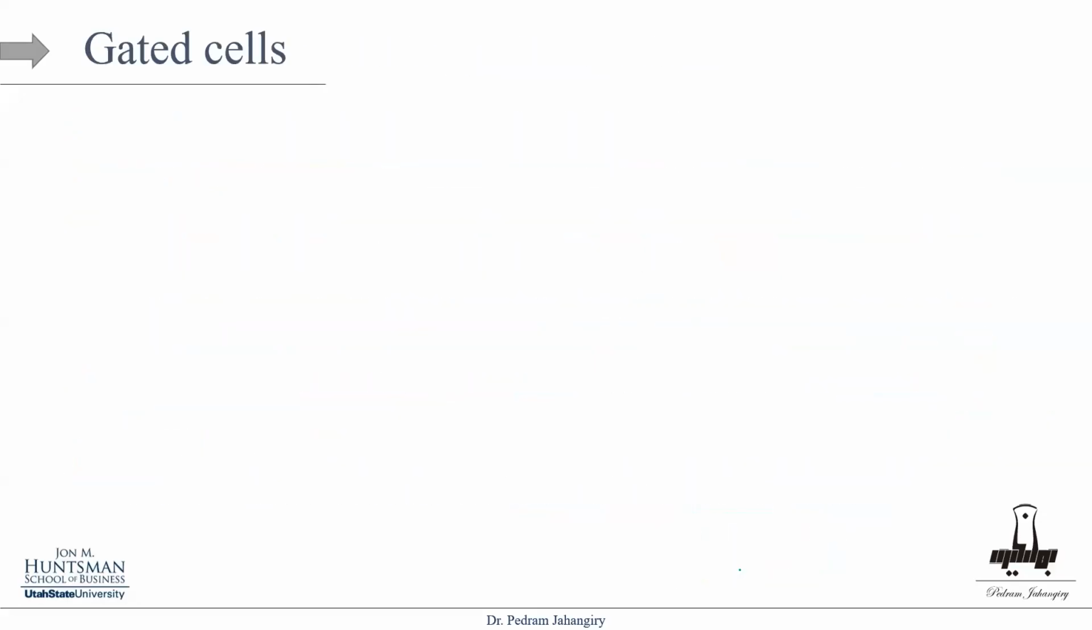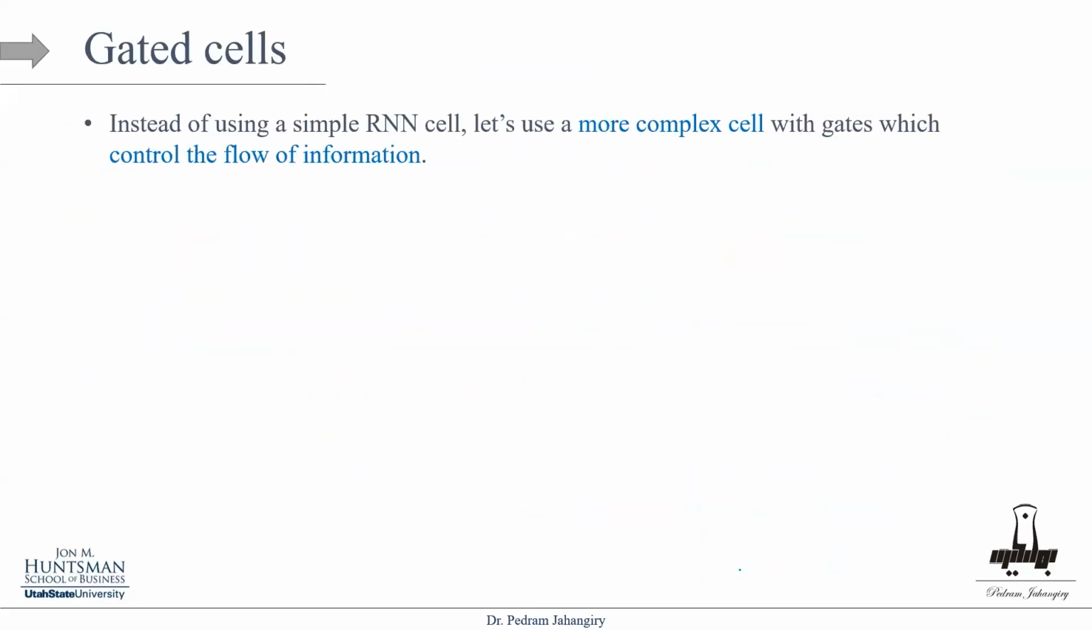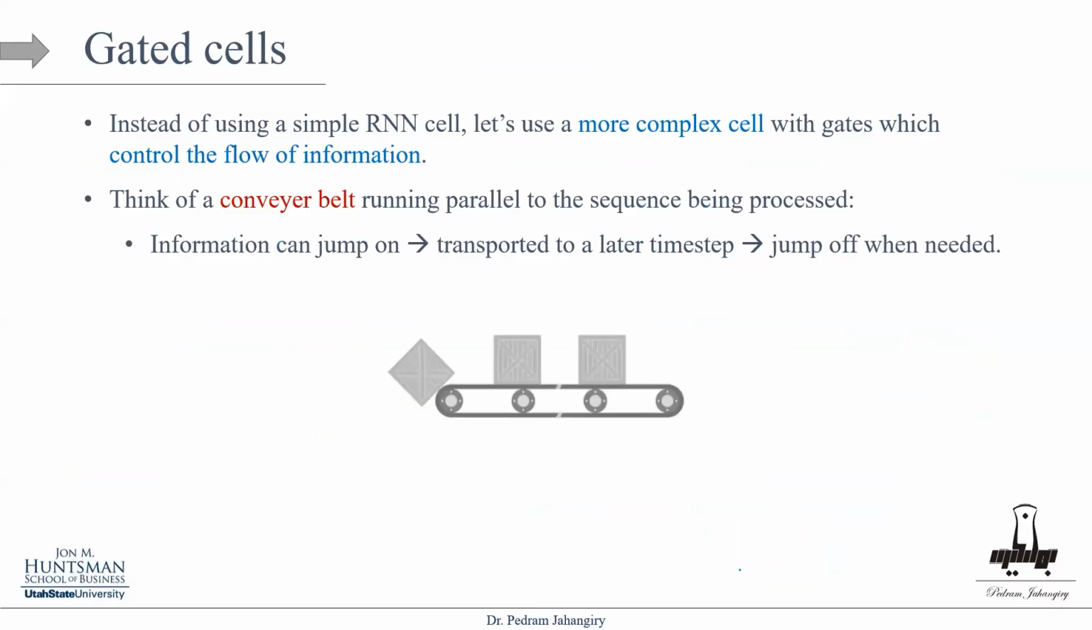And that's what we're going to cover in details now, right? So again, instead of using simple RNN, let's use more complex cells with gates which control the flow of information. So the key term is those gates are going to control the flow of information, and you're going to see mathematically how.